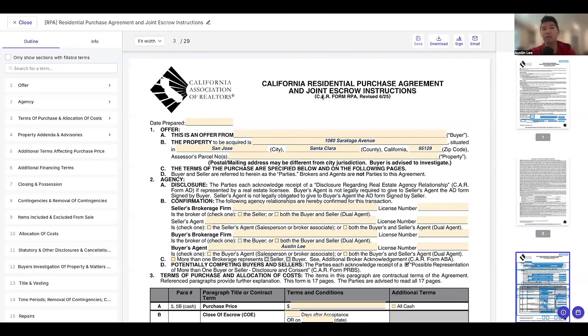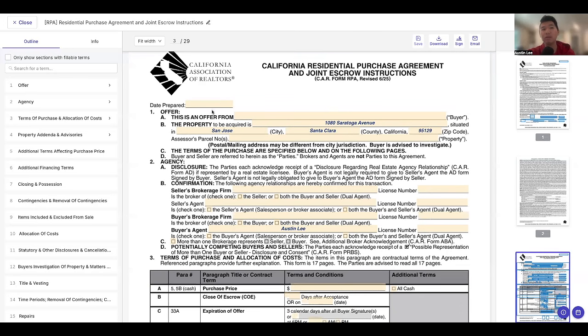All right, now the next page is going to be the meat of the offer. This is a California Residential Purchase Agreement and joint escrow instructions. So this is pretty much, yeah, where you write how much you want to pay and the terms of your offer from a high level. So you can see the date prepared. This is an offer from, this is where you put your name as the buyer. Section B, this is where you put the address of the property you want to buy, the residential address. Example here is 1080 Saratoga Avenue.